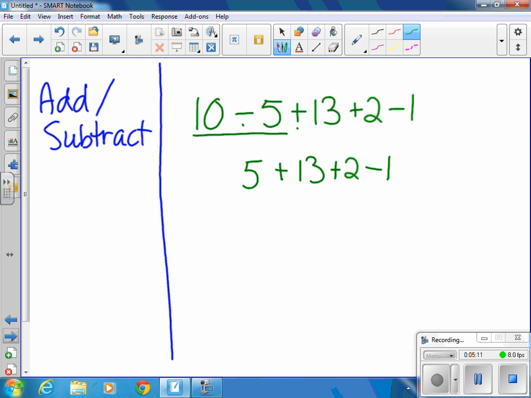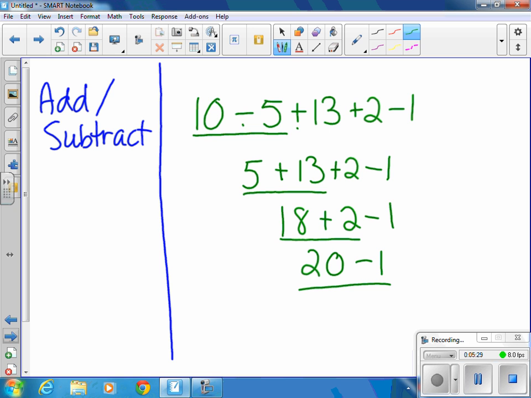So now I'm going to, again, continue going left to right. So I have 5 plus 13. Now I get 18 plus 2 minus 1. Now I'm going to do the 18 plus 2. I get 20 minus 1. And now I do my last step there. My subtraction is the last thing I have, and I get 19. Always a good idea to circle your final answer so I can see what you're doing.